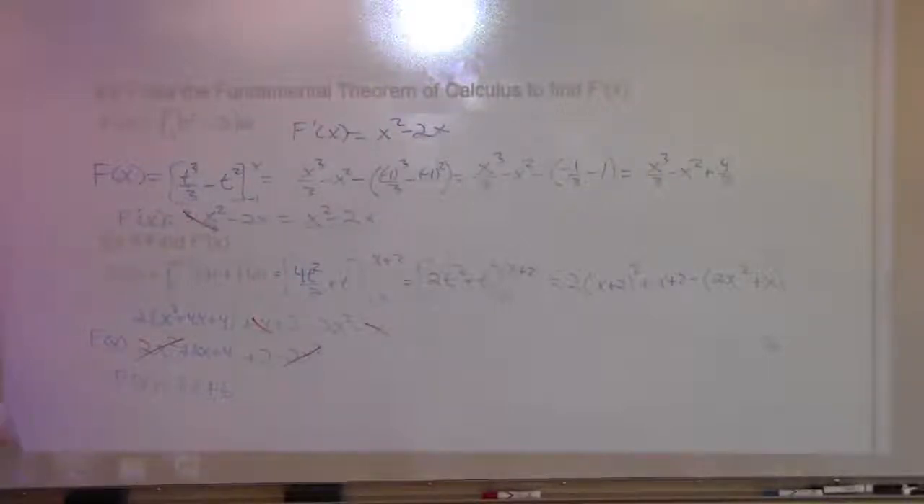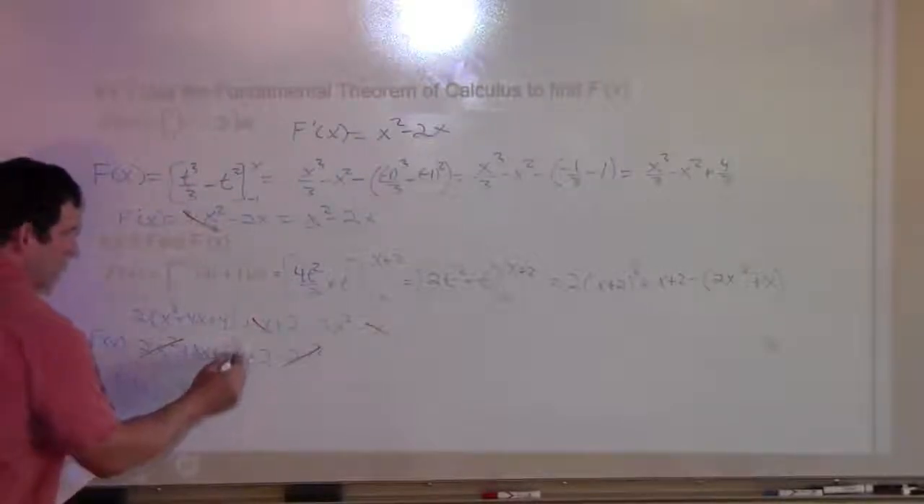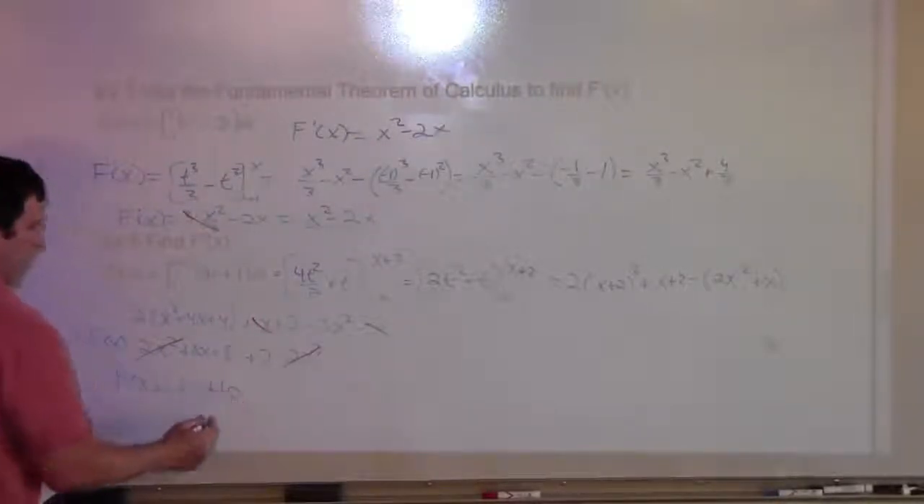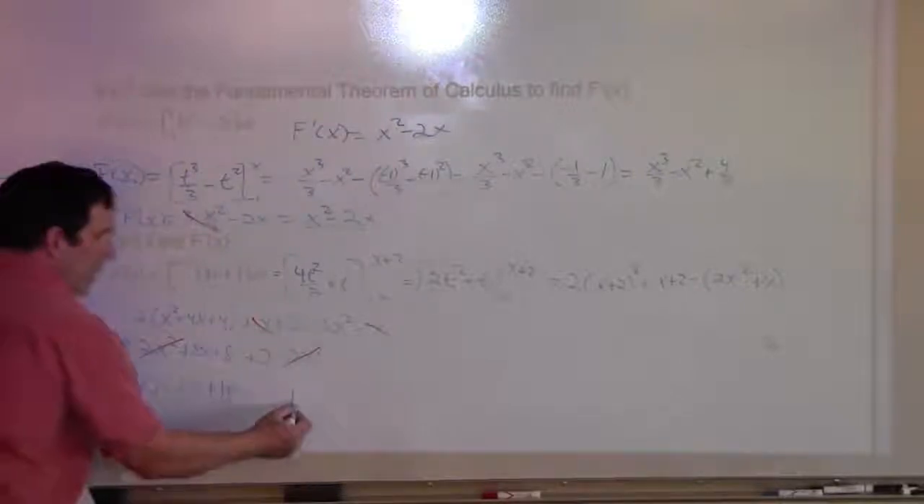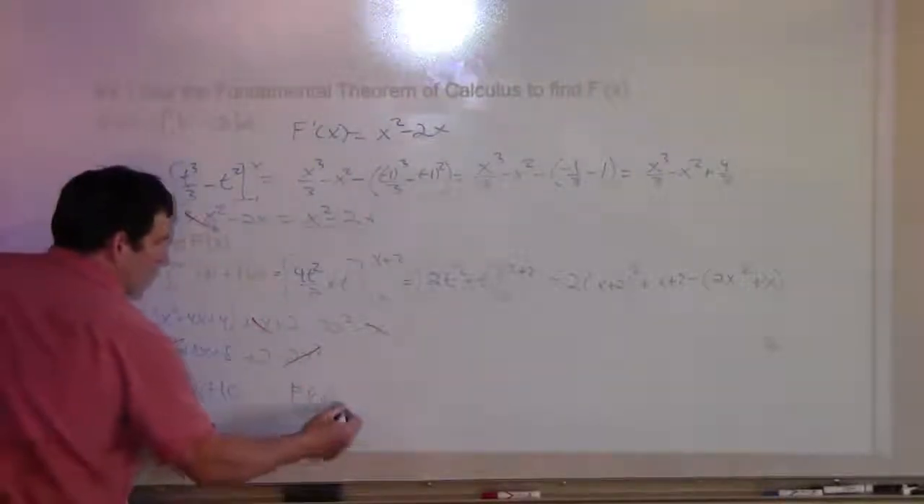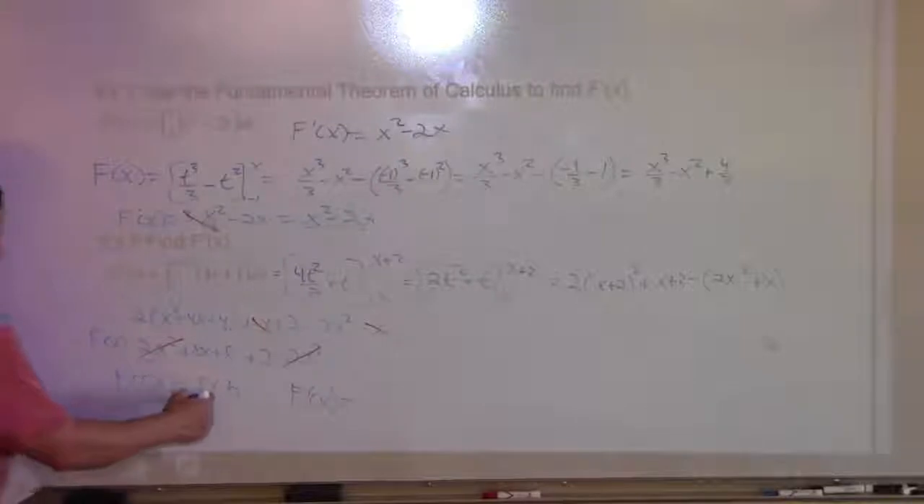I think I'm missing something. Oh yes, 2 times 4 is 8. So it's 8x plus 10. Now this derivative, F prime of x, is going to be 8.